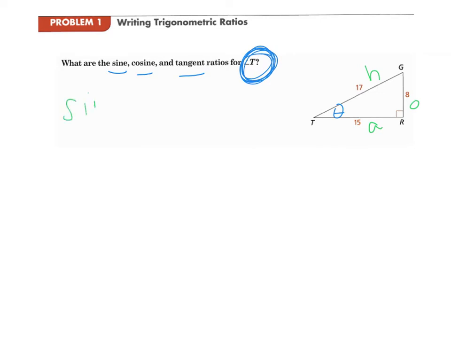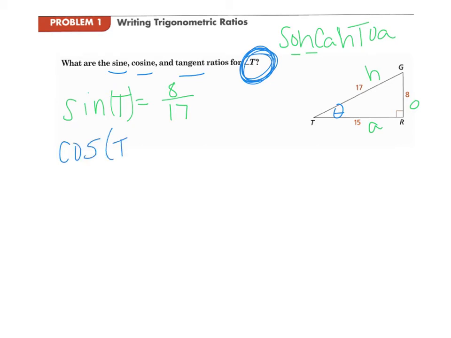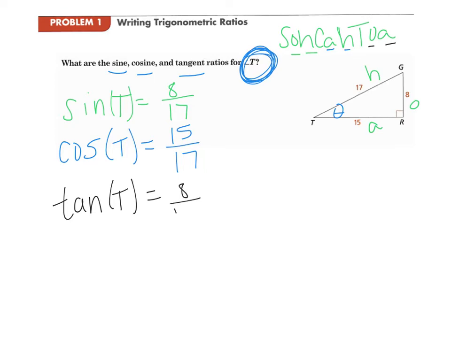So the sine of T is equal to opposite over hypotenuse, so I'll write SOHCAHTOA up here for you. SOHCAHTOA. Sine is opposite over hypotenuse, so that's 8 over 17. The cosine, which we abbreviate as cos of t, is adjacent over hypotenuse, that's 15 over 17. And then tangent, which we abbreviate as tan of t, is opposite over adjacent, so 8 over 15.